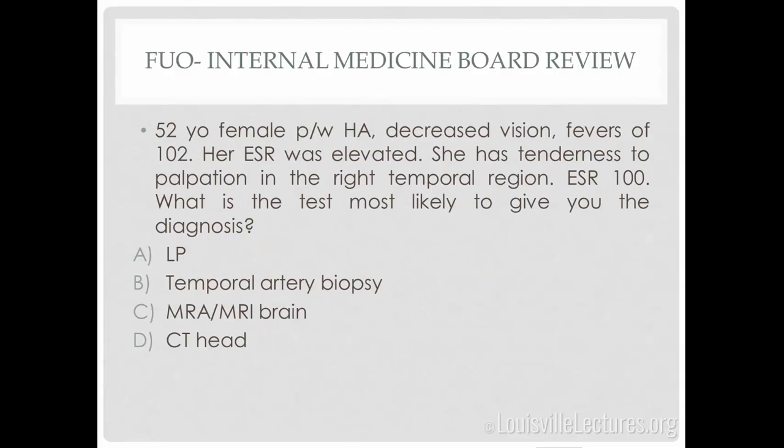All right, let's go on to the next one. What about this 52-year-old female who's coming in with headaches, decreased vision, fevers up to 102. Her ESR was high, up to 100, and she's got tenderness to palpation in the right temporal region. Now, this is a pretty obvious diagnosis, I would hope, but my question to you is what test is most likely to give you the diagnosis, which should also be pretty easy for you guys.